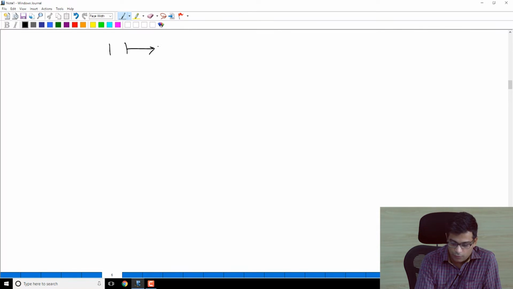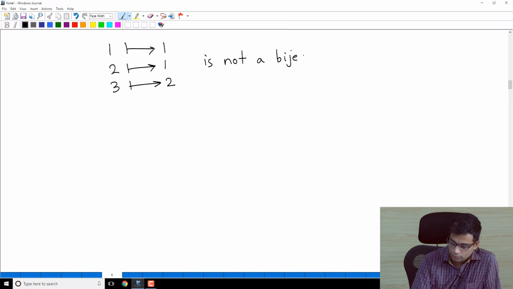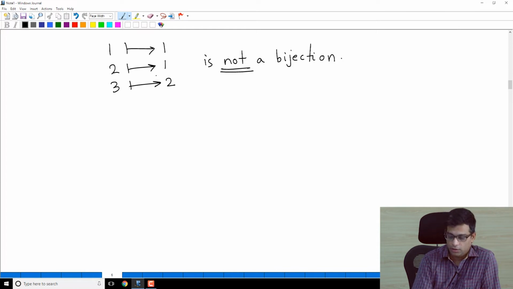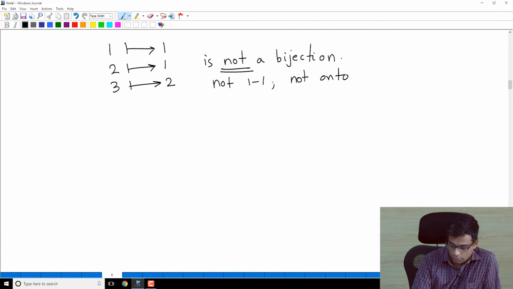On the other hand, if you send 1 to 1, 2 to 1 and 3 to 2, this is not a bijection. Because 1 and 2 are different elements that both go to 1, it is not 1-1. Of course, it is also not onto because 3 is not in the image. I am not interested in functions which are not bijections. As I said, a bijection is a 1-1 and onto map.